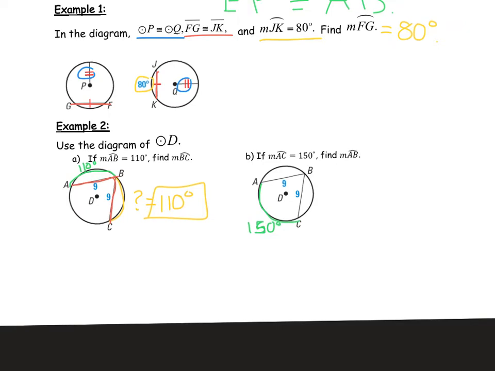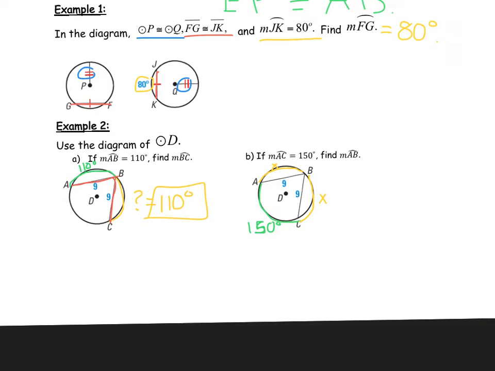So a little bit different setup. What I'm trying to find is this right here. I do not know anything about the measure of arc AB, other than it has to be congruent to arc BC, because chord AB and chord BC are congruent. So these arcs have to be the same. So I'm trying to find this. I'm going to mark that X. Because I know that has to match BC, I'm also going to mark that X.